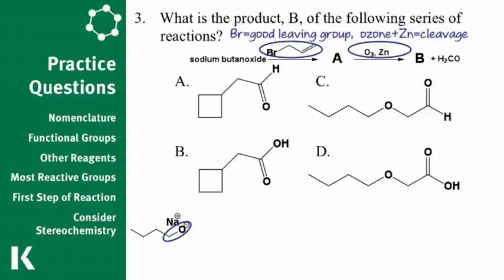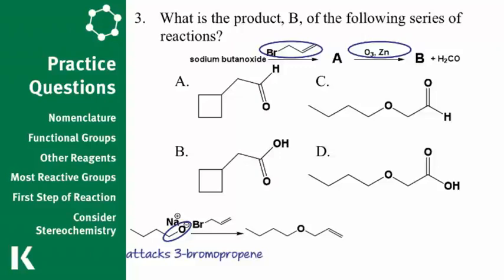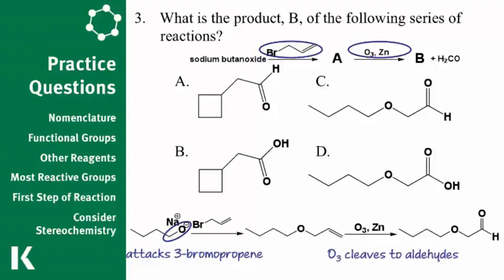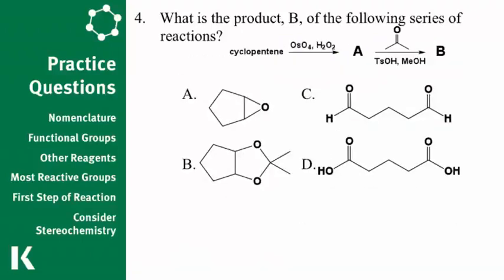The first step in the synthesis reaction is thus nucleophilic substitution, giving an ether with a terminal double bond as the intermediate. Now in the second step, ozone and zinc have a clear location to cut. One of the aldehyde products, formaldehyde, was actually given to you in the question stem, and so the other must be C. And now, our final question.